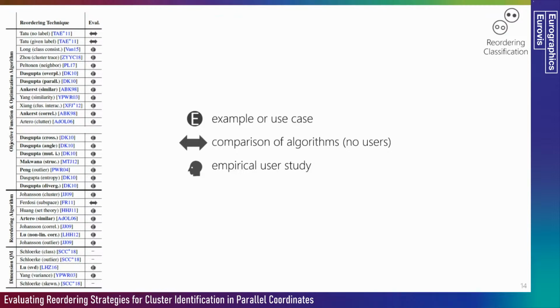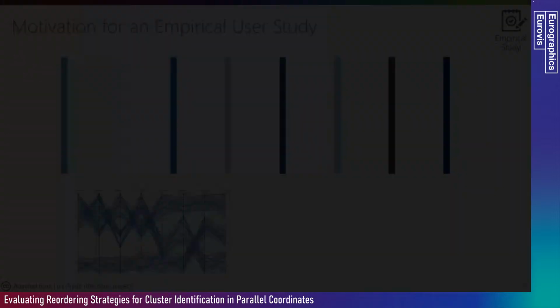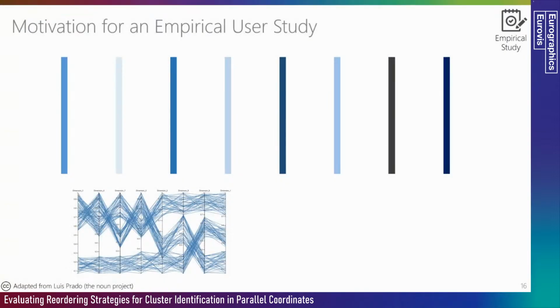We can easily see that all papers, except 3, have been evaluated by showing a use case or an example. 3 approaches were compared with other techniques, but without the user. So far, no empirical user study has been conducted. This is where the second contribution of our paper pops in. The second contribution of this paper is an empirical user study.